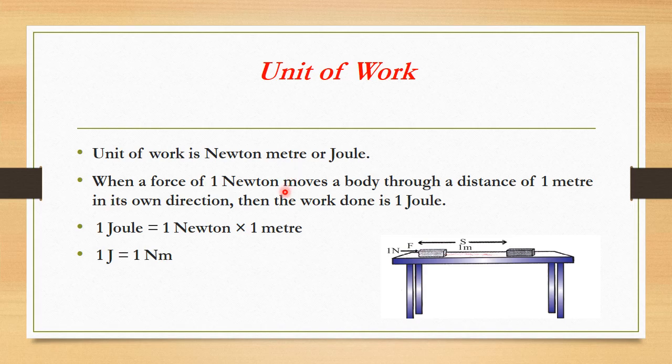Now one of the important points: how can we define 1 joule of work, or when we say the work done is 1 joule? Suppose a force of 1 Newton moves a body through a distance of 1 meter in its own direction. Then we can say that the work done is 1 joule. Or if the force applied is 1 Newton and the displacement is 1 meter, then we can tell that the work done here is 1 joule. So 1 joule is equal to 1 Newton meter. Very important point, keep it in mind.